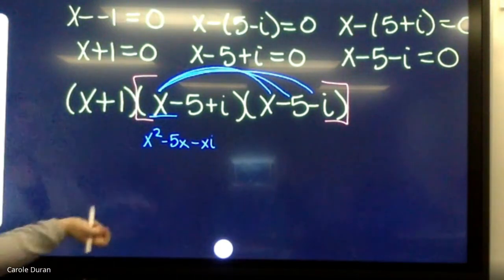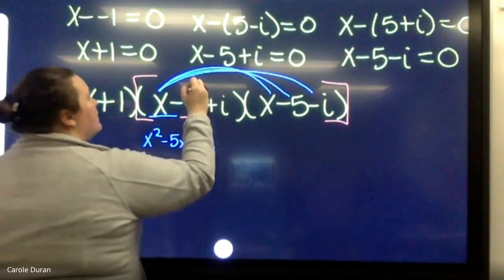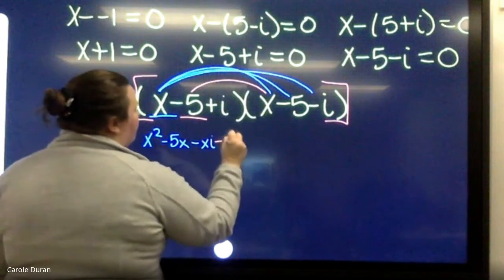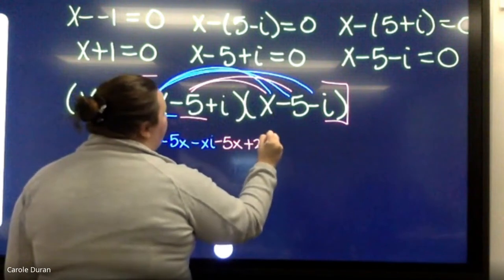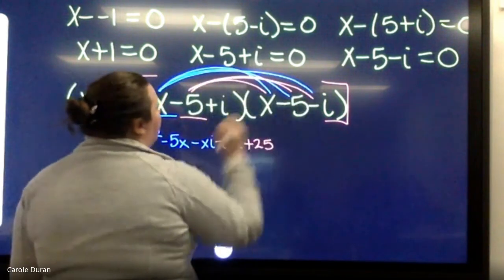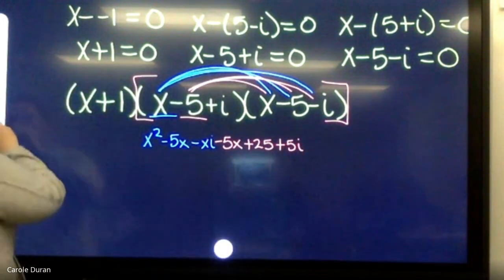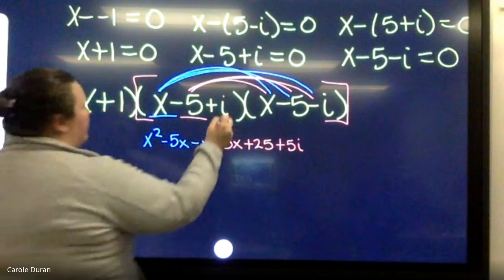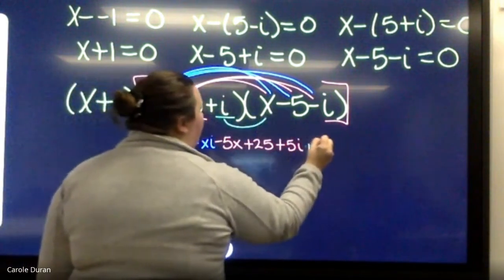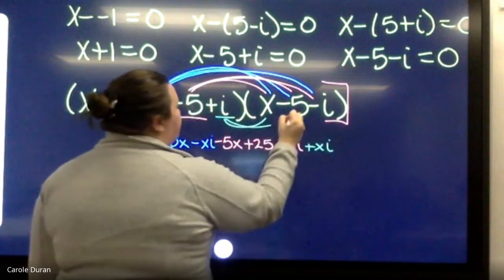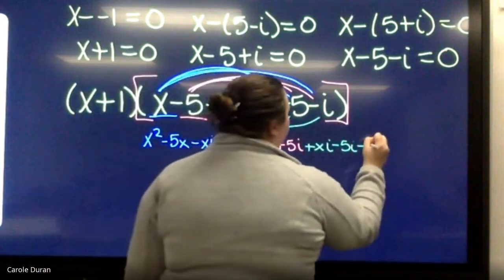Then I move on to my second value in that first trinomial, which is negative 5. So I get negative 5 times x is negative 5x. Negative 5 times a negative 5 is positive 25. Negative 5 times a negative i is positive 5i. I do the same thing with my third term in that first trinomial, which is i times x is a positive xi. i times negative 5 is negative 5i. i times negative i is negative i squared.